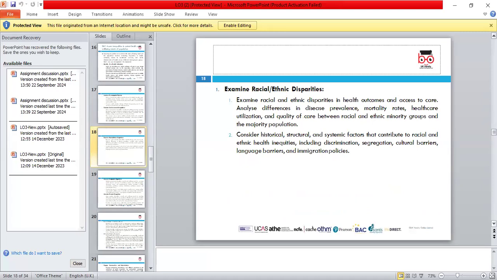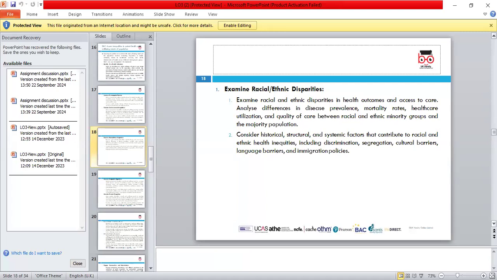Examine the racial and ethnic disparities in health and social care outcomes and access to care. Analyze differences in disease prevalence, mortality, healthcare utilization, and quality of care between racial and ethnic minority groups. And what we call BAME: the BAME is called Black, Asian and Minority Ethnic.